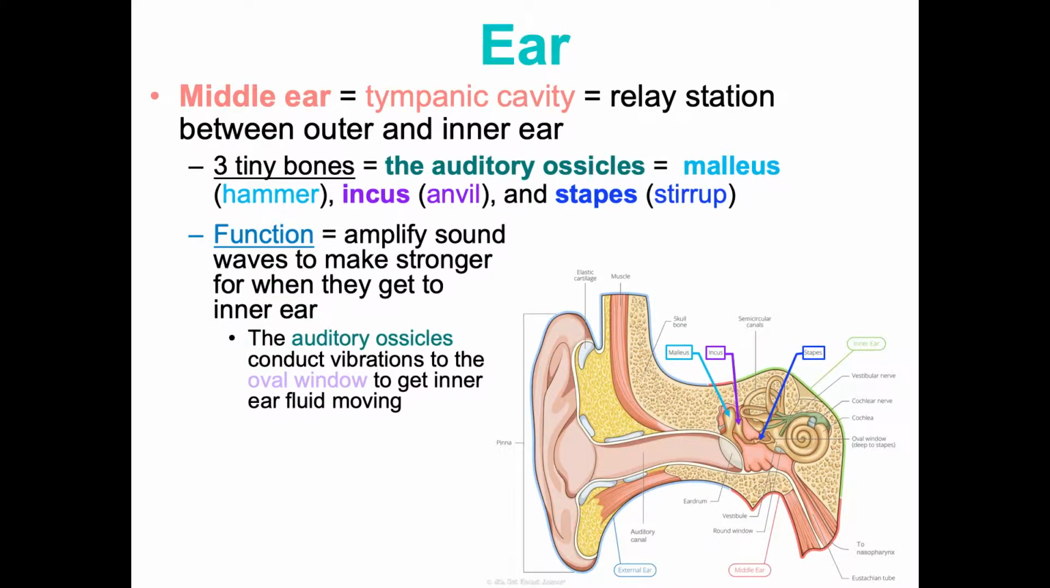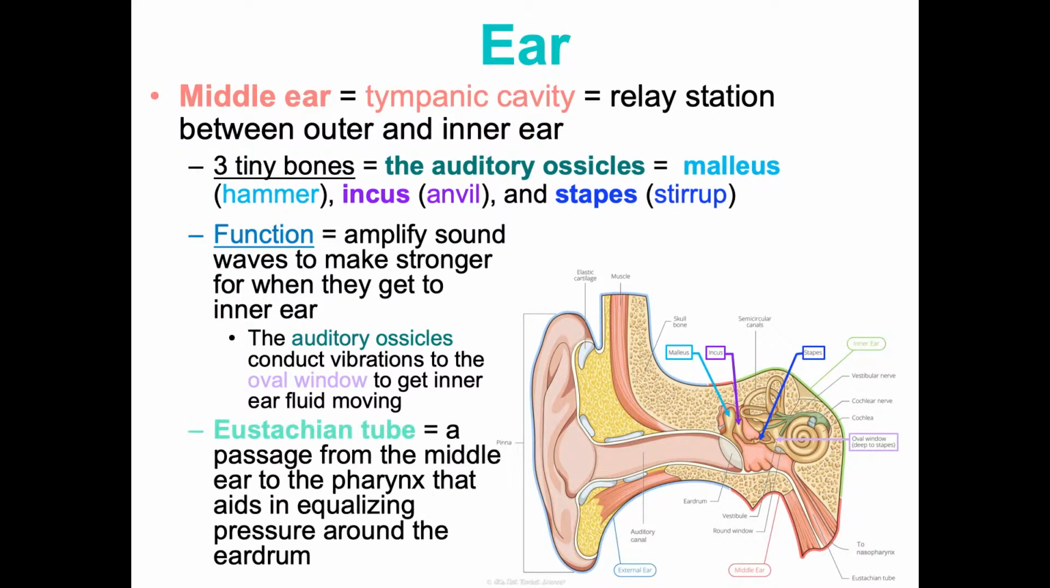And then these auditory ossicles conduct vibrations to the oval window to get inner ear fluid moving. So we can see that right there, that oval window. And then you also have the eustachian tube, which I'm just going to show right here, which is just a passageway from the middle ear to the pharynx that aids in equalizing pressure around your eardrum. And then it also helps to remove any debris or secretions that may exist in the middle ear.